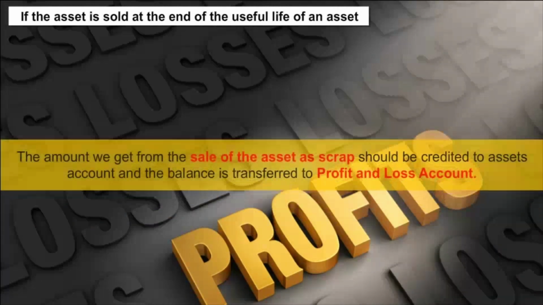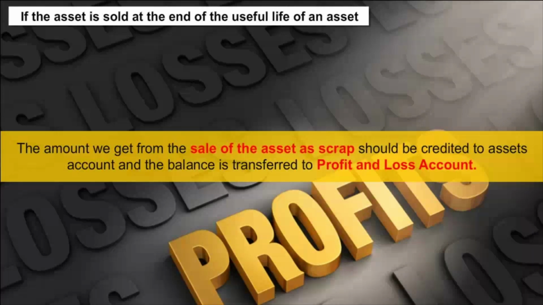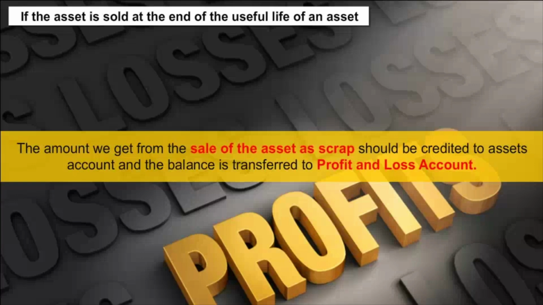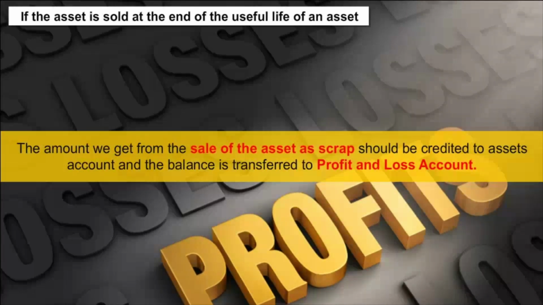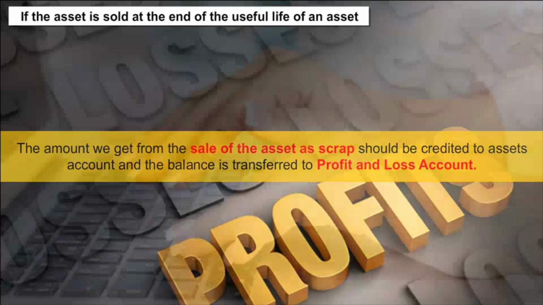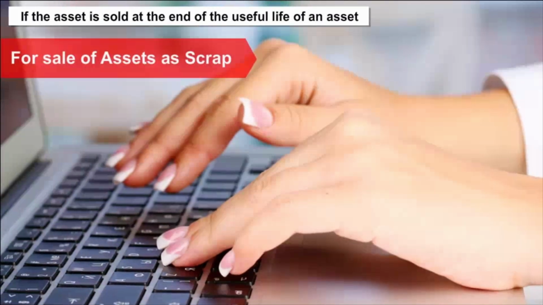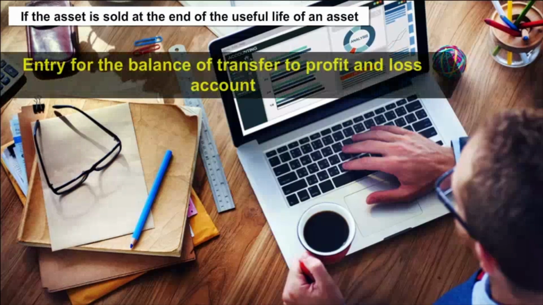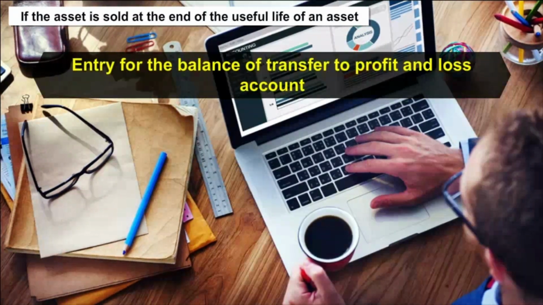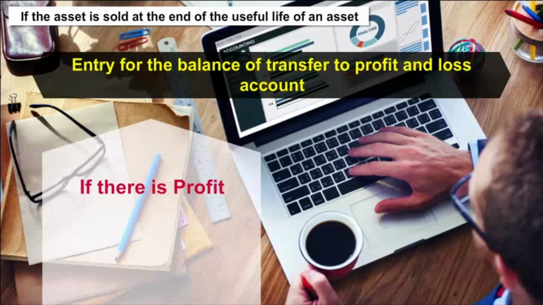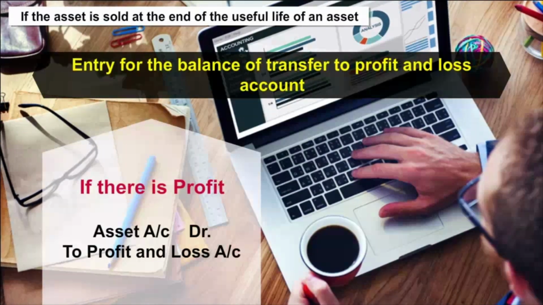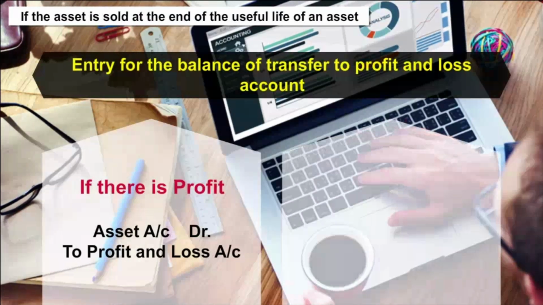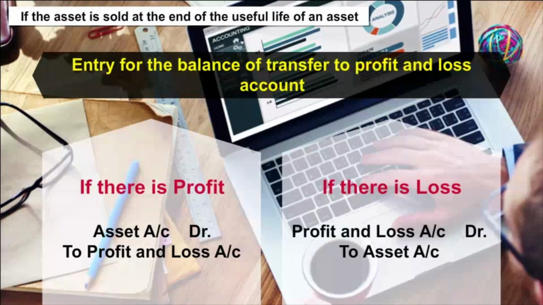we get from the sale of the asset as scrap should be credited to assets account and the balance is transferred to profit and loss account. The journal entry for the same would be: for sale of assets as scrap, bank account debit to asset account. Entry for the balance of transfer to profit and loss account: if there is profit, asset account debit to profit and loss account; if there is loss, profit and loss account debit to asset account.